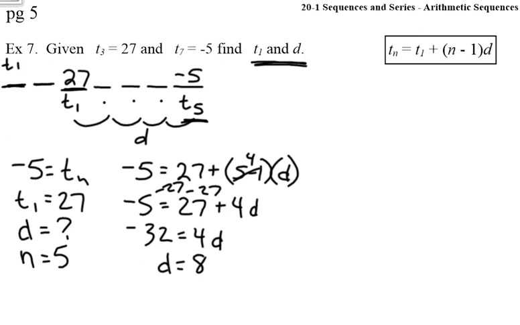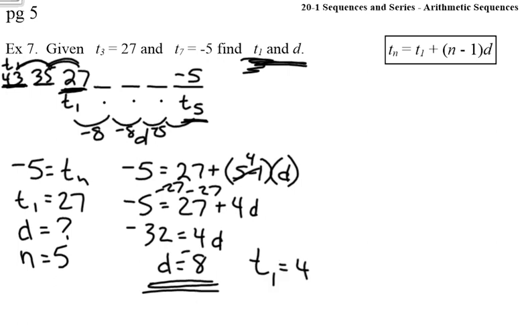And D is negative 8. So as much as D is negative 8, I still need term 1, but term 1 isn't 27. This is actually our term 3. So if I'm going down by 8 each time, I need to actually add 8 to get 35, add 8 to get 43. Term 1 is 43. So that's one way to do it, kind of that little bit of cheater method.